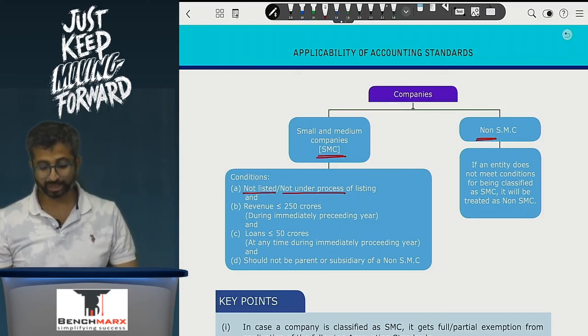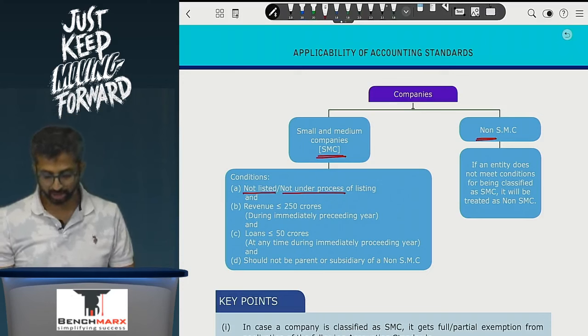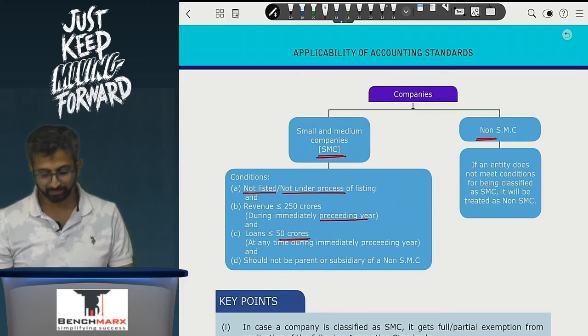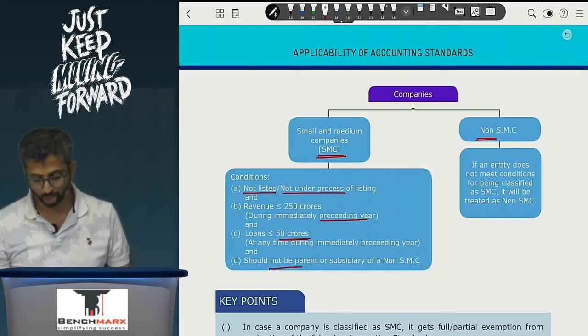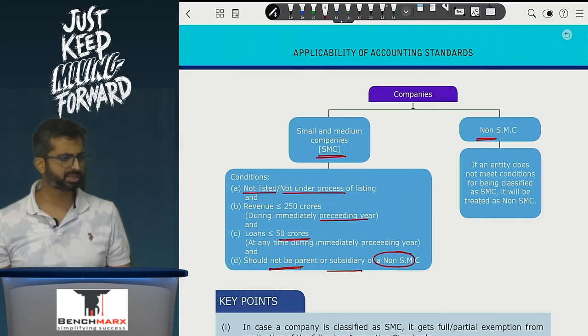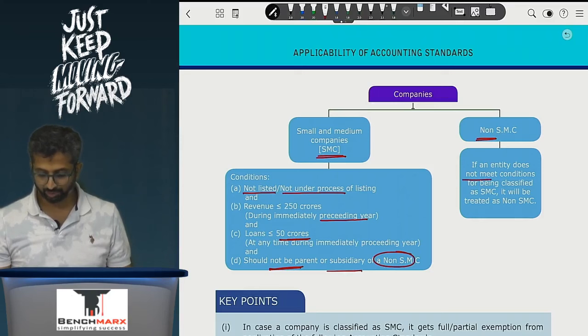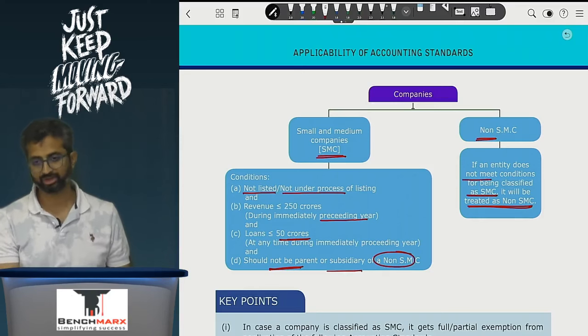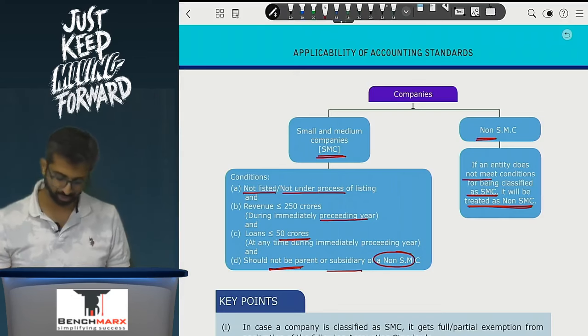Revenue less than 250 crores during the immediately preceding year, and loans less than 50 crores at any time during the immediate preceding year, and should not be a parent or a subsidiary of a non-SMC. Are we clear with this? If an entity does not meet any conditions for being classified as an SMC, it will be treated as a non-SMC. So, it's a negative definition.